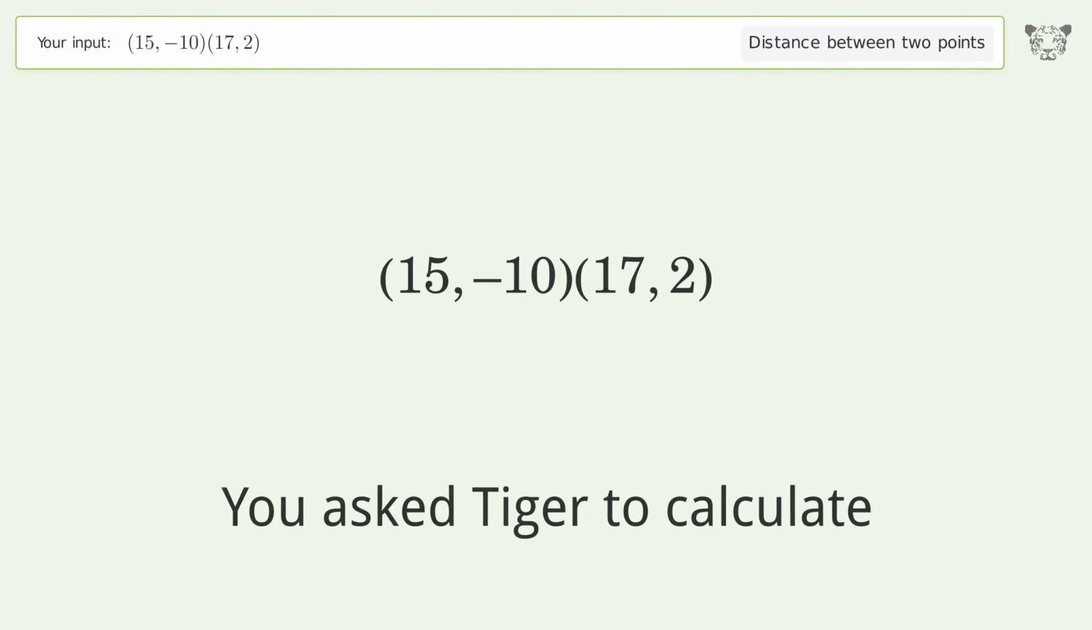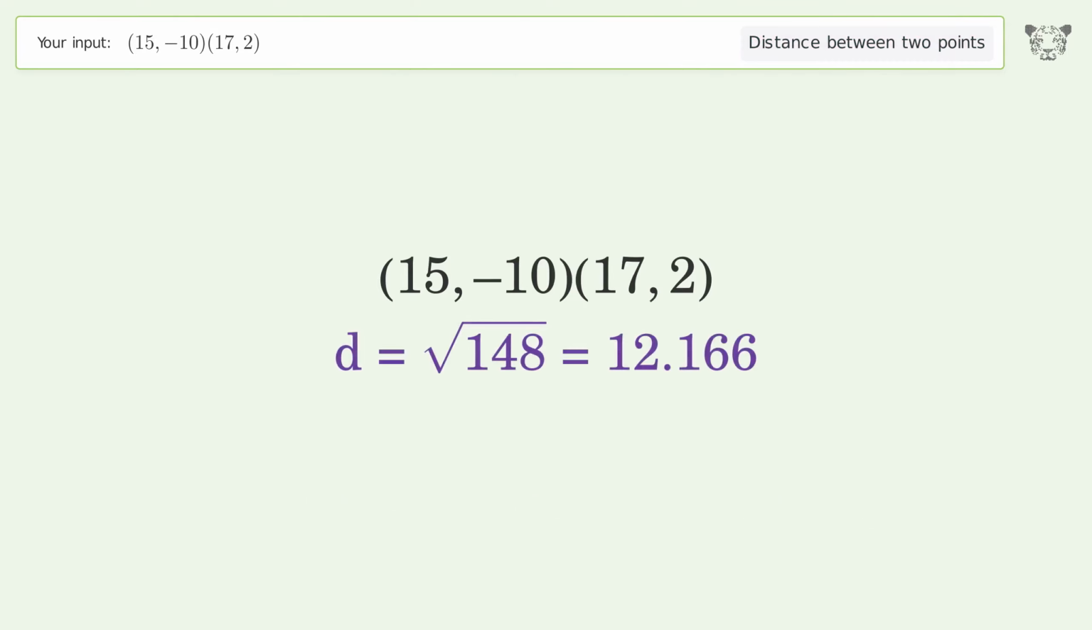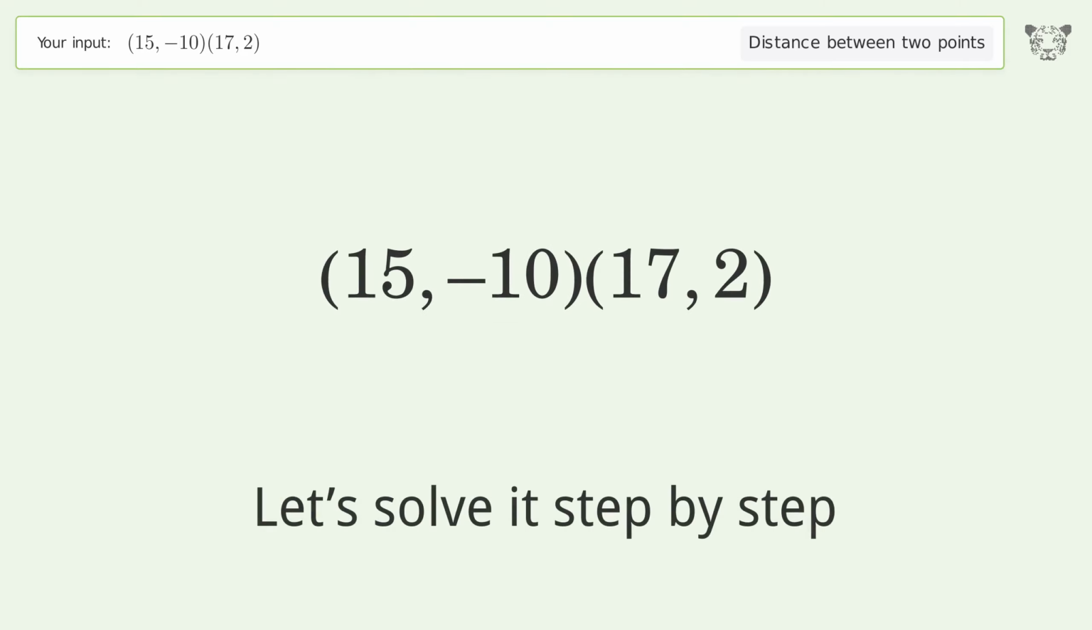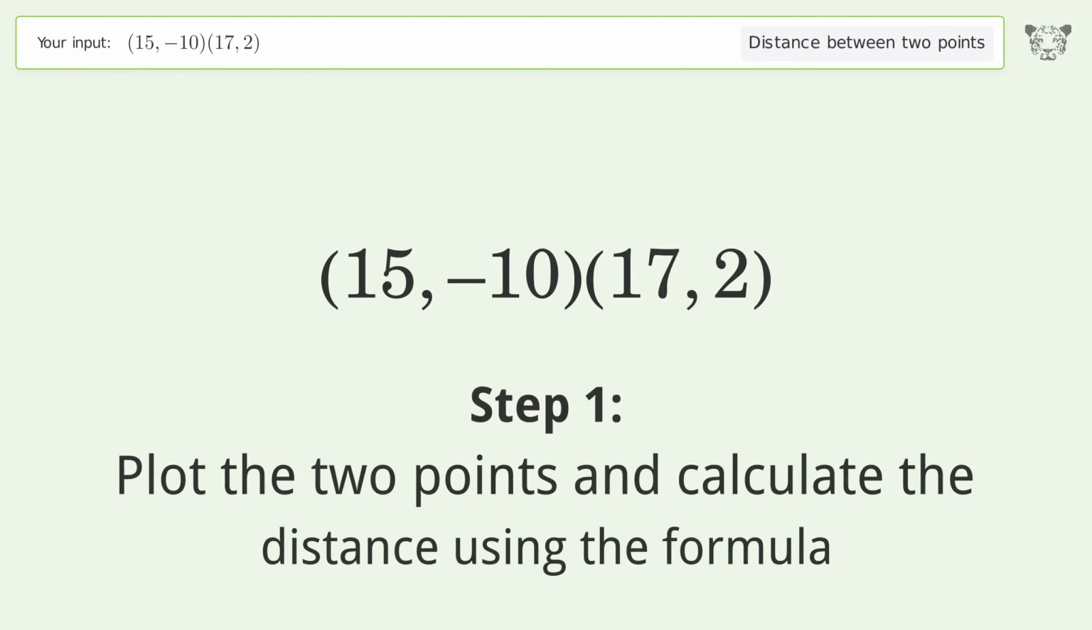You ask Tiger to calculate. This deals with the distance between 2 points. The distance between the 2 points is the square root of 148, or 12.166. Let's solve it step by step. Plot the 2 points and calculate the distance using the formula.